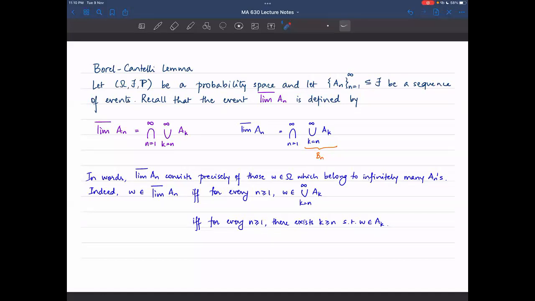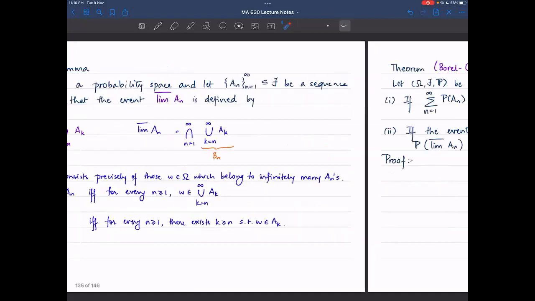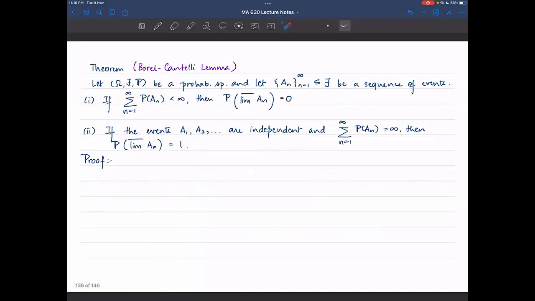Okay, so we've convinced ourselves that lim sup consists precisely of those omega which belong to infinitely many A_n's. All right, now let's see what the Borel-Cantelli lemma says. All right, so here's our theorem. This is the Borel-Cantelli lemma. This thing has two parts. So suppose (omega, F, P) is a probability space, and let A_n, n going from 1 to infinity, subsets of F, be a sequence of events.